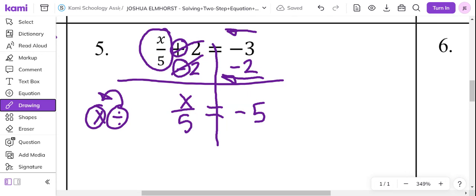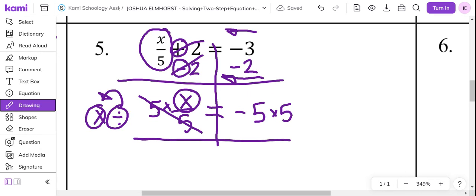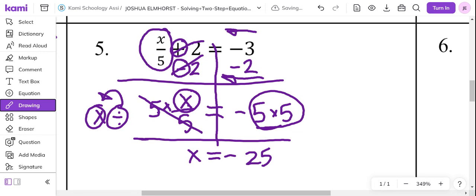This fraction means division, so we're going to multiply to solve. Times 5, times 5. Those are going to multiply by 5, divide by 5. Those are going to cancel. So now we have x is equal to 5 times 5, and a negative times a positive is going to be still negative.